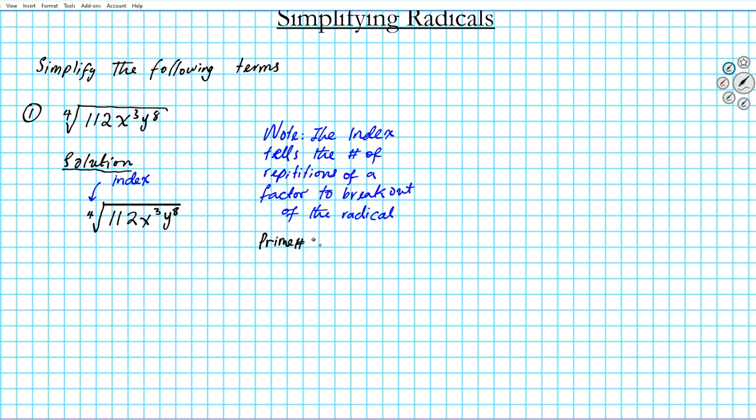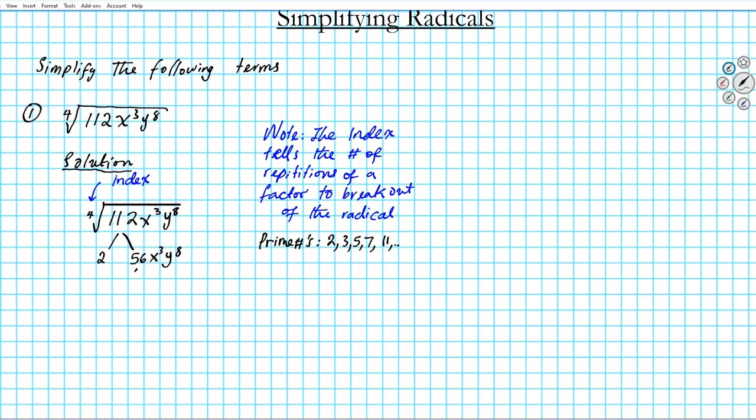The first prime is 2. Prime numbers are 2, 3, 5, 7, 11, and then it goes on and on. So let's take a look at 112. Since it's even, we know that the prime number 2 goes into it, so we can extract 2 from 112. So 2 goes into 112 56 times, so 56 x to the third y to the eighth.